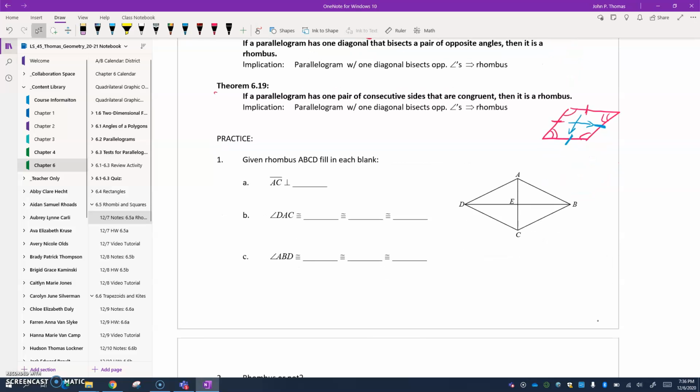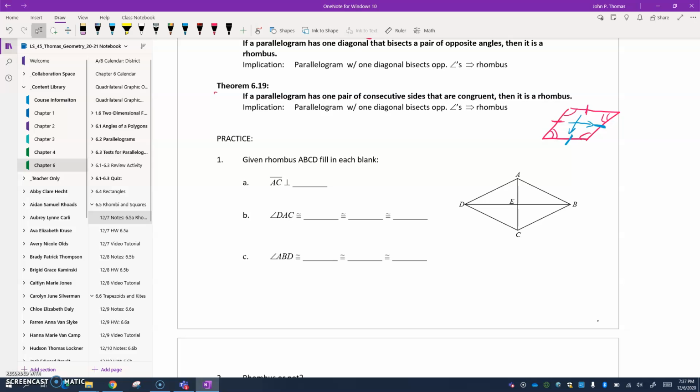What I'd encourage you to do is go ahead and pause the video and try these 3 problems real quick. And then when you're done with them, go ahead and restart the video, see if you agree. It says, given the rhombus ABCD, so they're telling you what a rhombus is, answer those questions. So go ahead and give that a shot.